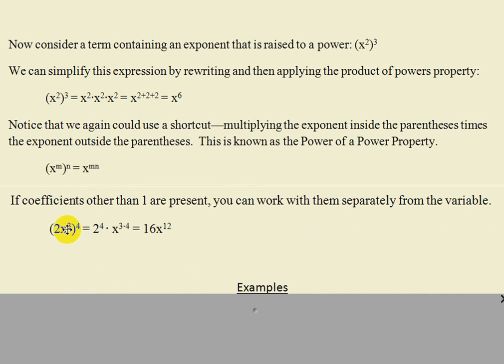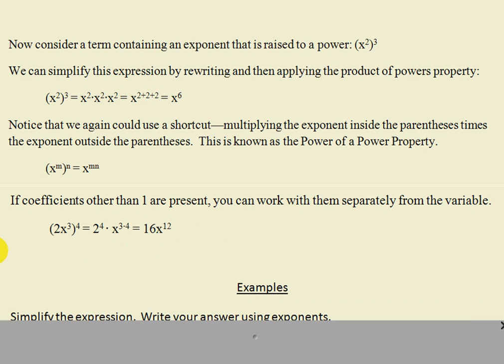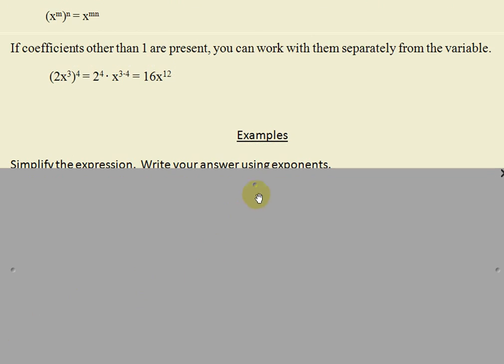So if we have 2x cubed all to the 4th power, we can look at that coefficient first. That 2 needs to be raised to the 4th power. Then the x cubed also needs to be raised to the 4th power, and we can do that by multiplying our powers. 3 times 4, we end up with 2 to the 4th is 16, and then we get x to the 12th power. So let's look at some examples, and notice the directions.